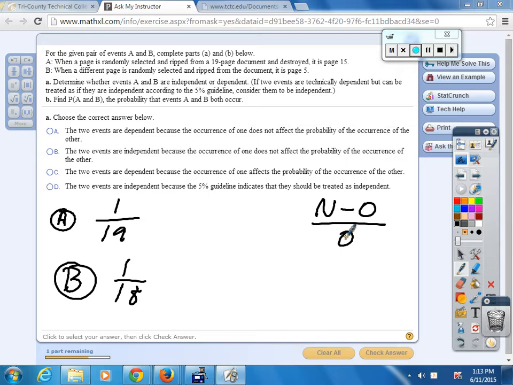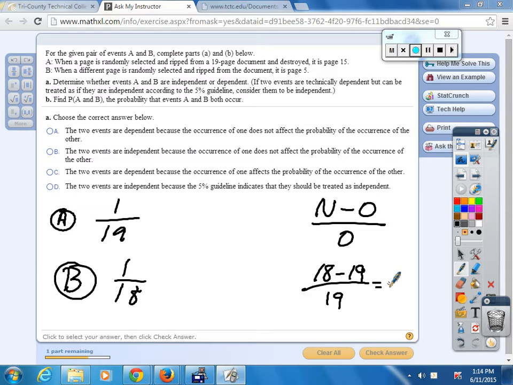All right, so mu is what? B is 18. So 18 minus 19 over 19. Somebody do that for me. I don't care about the sign. All I care about is the percentage. Negative 0.05. It's right at 5%. So chances are they're going to say as if they are independent according to the 5%. Consider them to be independent. Well, since it's right at 5, they're probably going to leave it to be independent.